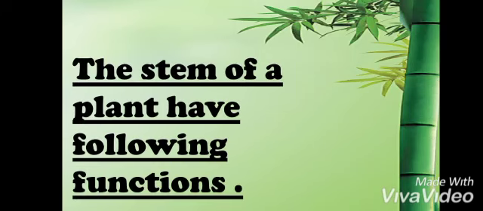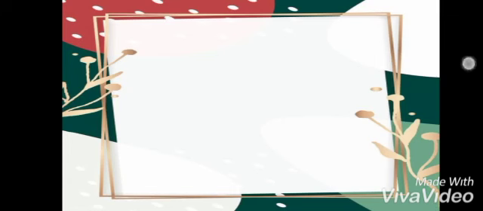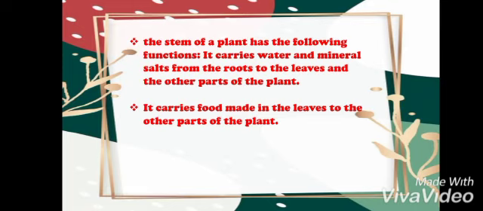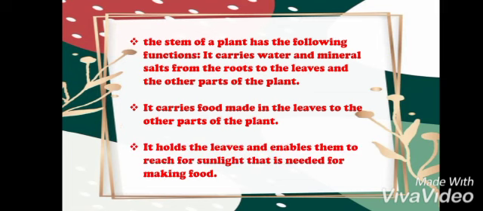The stem of a plant has the following functions. It carries water and mineral salts from the roots to the leaves and to the other parts of the plant. It carries food made in the leaves to the other parts of the plant. It holds the leaves and enables them to reach for sunlight that is needed for making food.